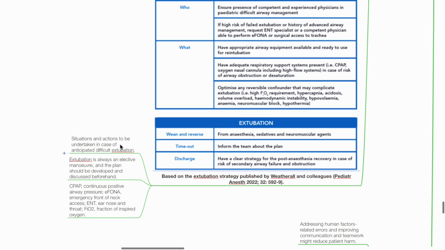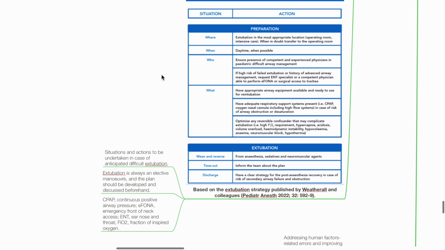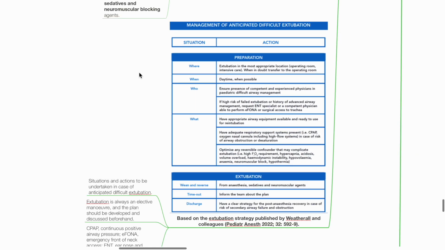This is an example of an extubation strategy published by Wetherall et al. in 2022. Situations and actions to be undertaken in cases of anticipated difficult extubation. Extubation is always an elective maneuver, and a plan should be developed and discussed beforehand. Management of anticipated difficult extubation may be divided into preparation and extubation phase. For the preparation phase, factors to consider include where, when, who, and what. Regarding where, extubation in the most appropriate location, operating room or intensive care.